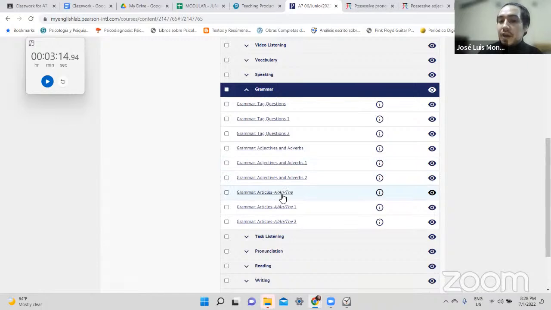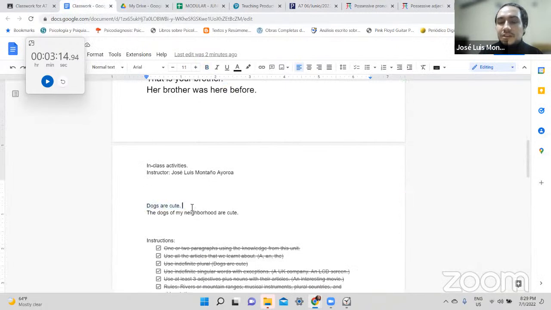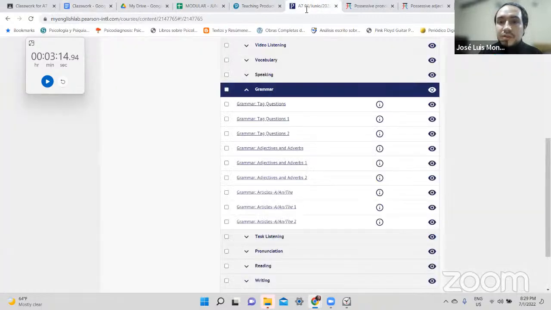And finally, articles a and the. We know that we use the only for specific nouns that can be singular or plural, right? But we don't use it for general ideas in plural. For example, the dogs example, right? Dogs are cute in general, but the dogs of my neighborhood are cute, right? And you also have some other rules to use the. You use it for plural countries, for rivers, for mountain ranges, for musical instruments, and so on and so forth.